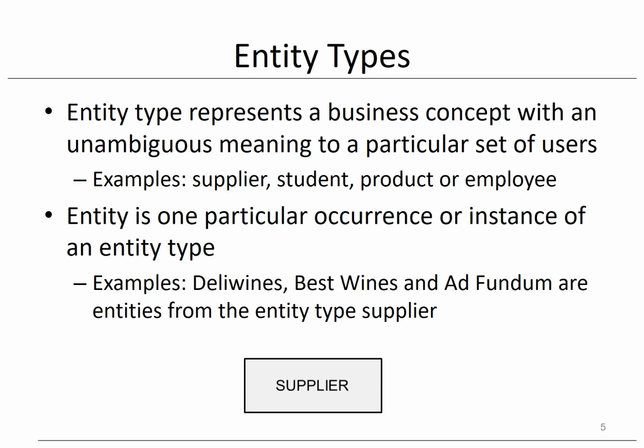When building a conceptual data model, we focus on entity types and not on individual entities. In the ER model, entity types are depicted using a rectangle as illustrated in the figure for the entity type supplier.